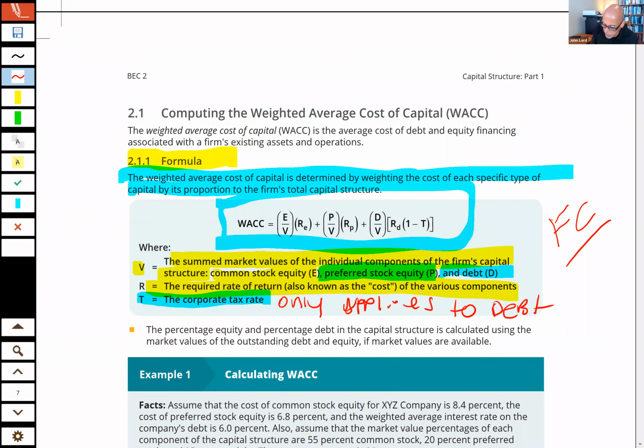But the key thing is the tax rate only applies to the debt because debt is tax deductible, and we take 1 minus the tax rate, because what we're saying is, look, you're going to shield a certain amount of income from tax because you're going to have this deduction for the interest on the debt. And so we go ahead and take 1 minus the tax rate for that.